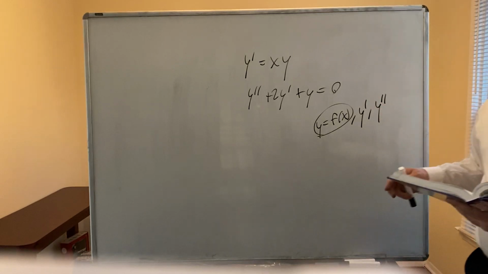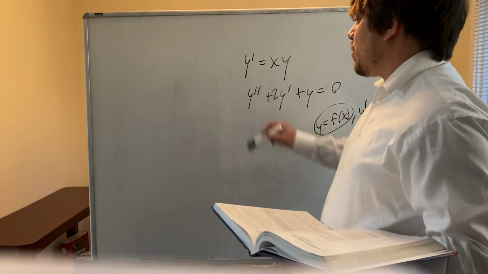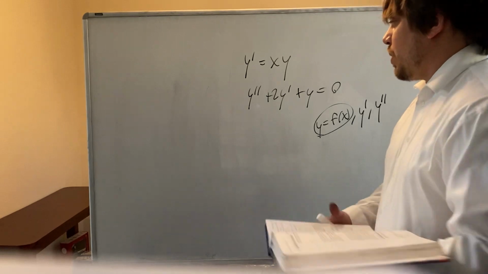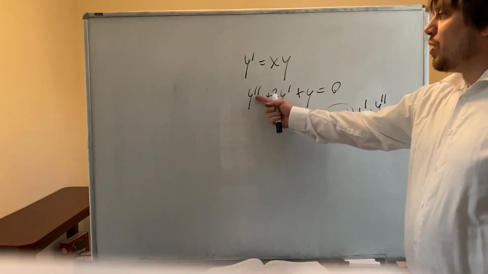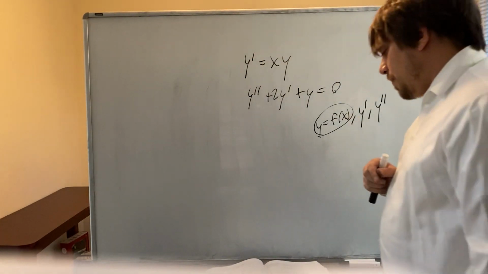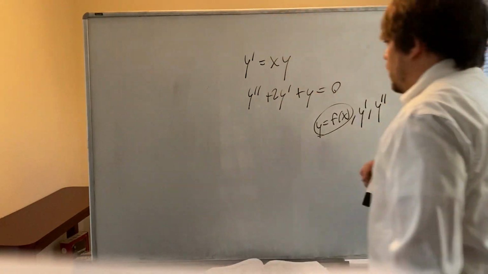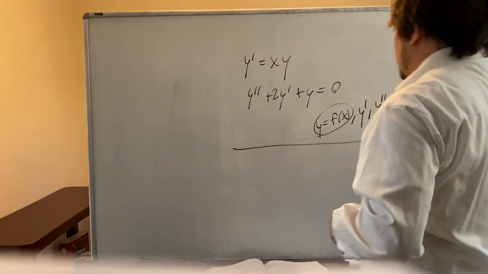Okay, the order of a differential equation is the highest-order derivative of the function in the differential equation. So here the order of this is 2 and the order of that is 1. Okay? Alright, so that's the definition of a differential equation.